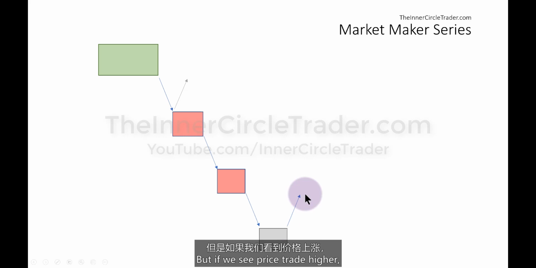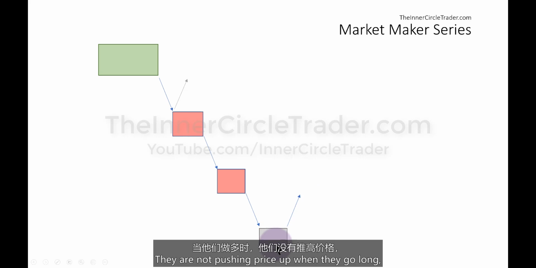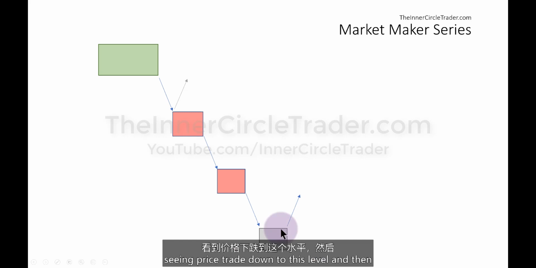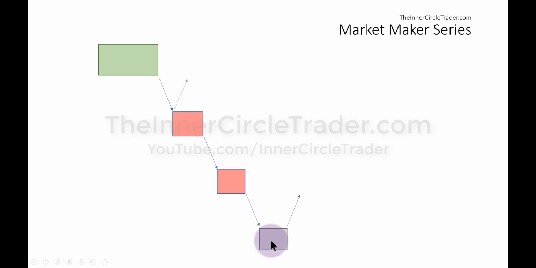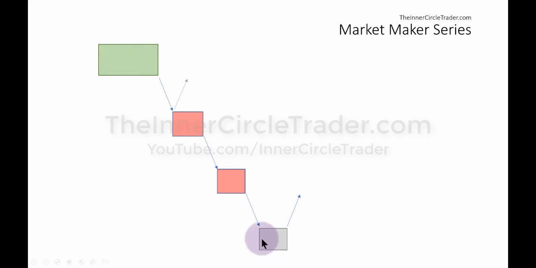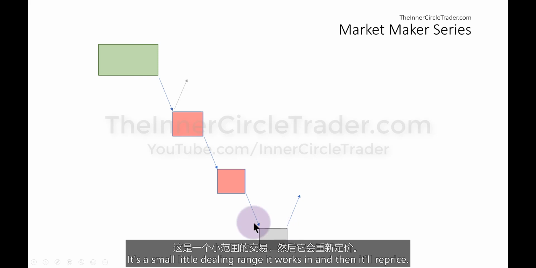But if we see price trade higher, we're going to assume that the smart money has accumulated longs in here. They are not pushing price up when they go long, by the way. We're seeing price trade down to this level, and then it spends a little bit of time down here, not a lot, certainly nowhere near the length of time that the original consolidation looks like. A very short-term little consolidation, and the algorithm keeps price in that range. Okay, so it's a small little dealing range it works in, and then it'll reprice.